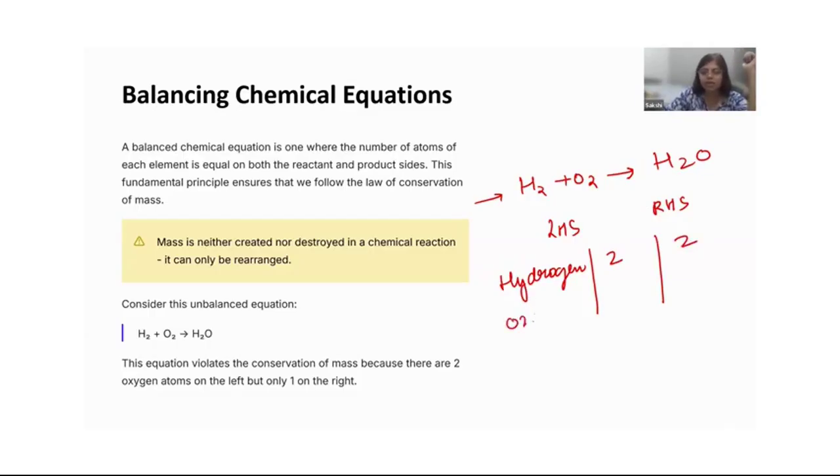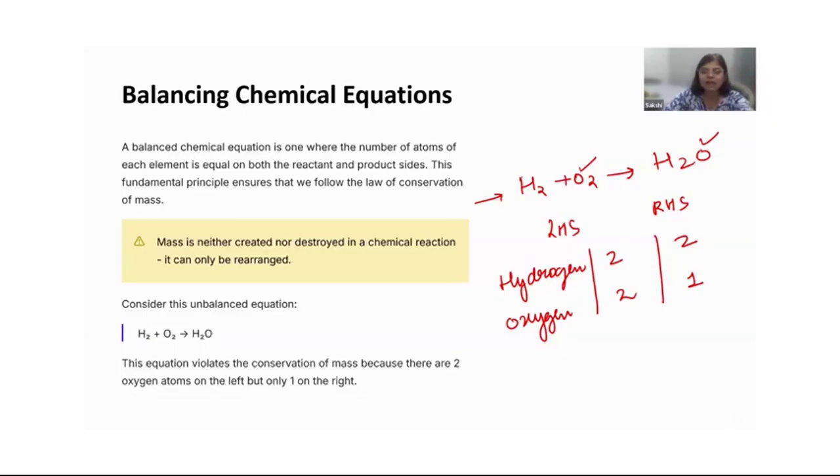Let us check oxygen. I have two oxygen atoms here, but here I have just one. That means my equation is not balanced, right? The number of oxygen atoms is not balanced. We need to balance this chemical equation because any chemical equation correlates with the law of conservation of mass. I know that you must know about the law of conservation of mass, that is, mass is neither created nor destroyed in any chemical reaction, right? So we need to balance the equation.